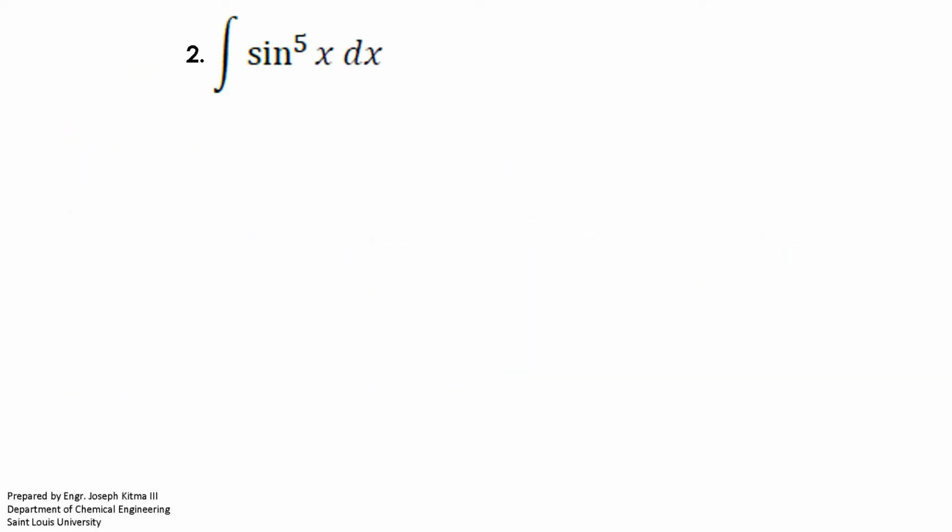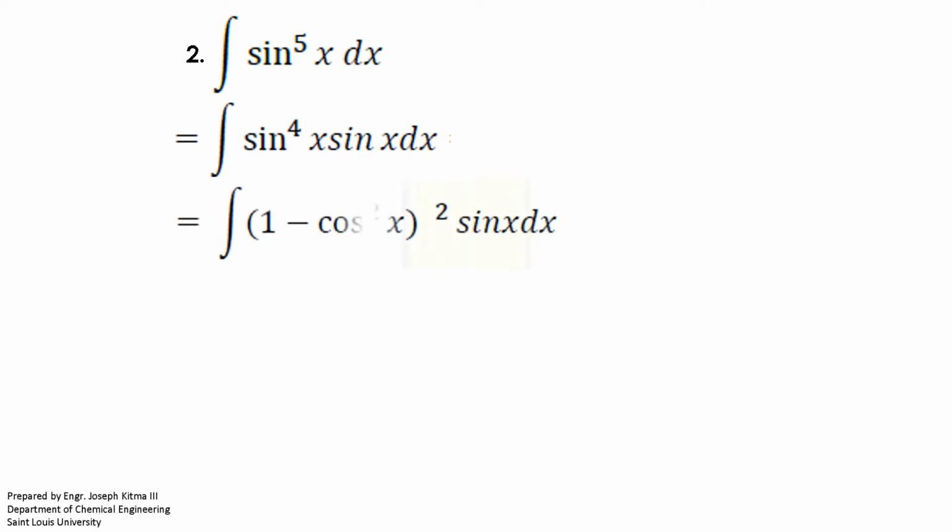Let us try the integral of sine raised to 5 of x dx. First step is we factor out. We could write this as sine raised to 4 of x times sine x dx. And we use our transformation formula that 1 minus cosine squared x is actually sine squared x, and then we raise that to 2. It will still be the same as sine raised to 4 of x. And of course, we multiply by sine x dx. Next step is we expand this binomial.